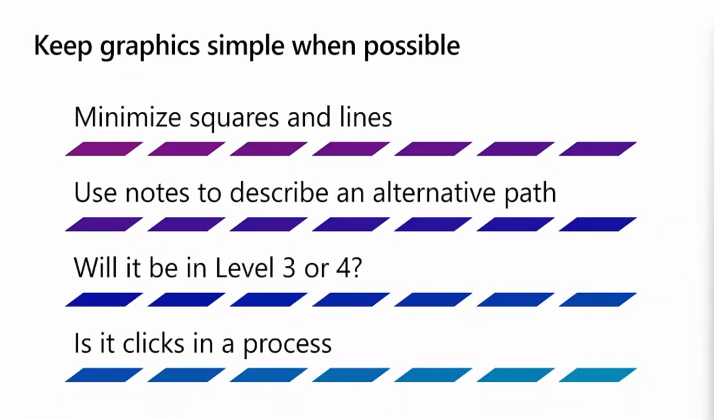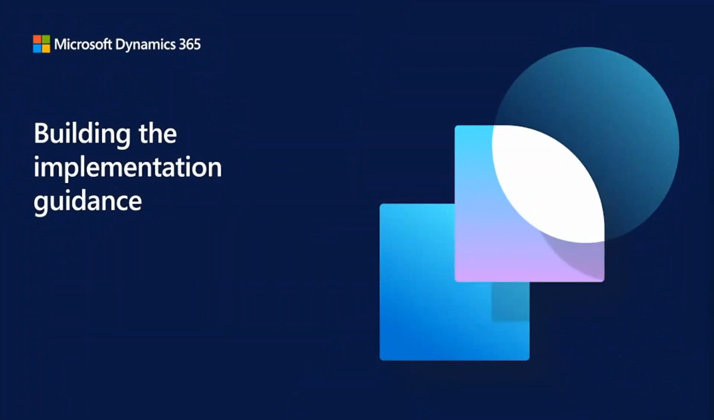Make sure that you're not making a square for every single click that you do in the software. So the next section of your article is the implementation guidance. And so the implementation guidance is important. It's probably arguably one of the most important sections, I think, of the article.